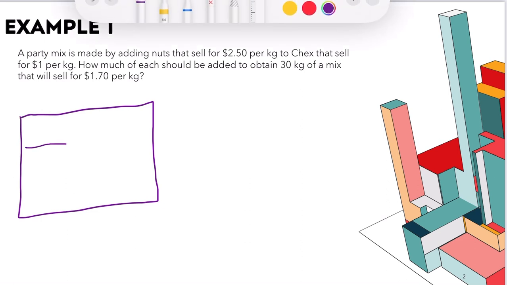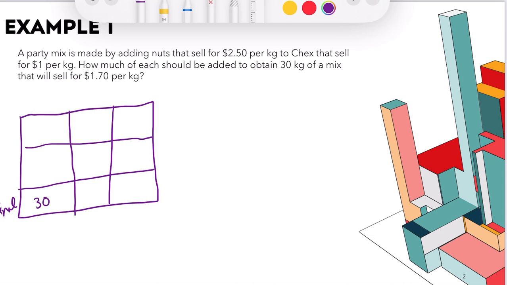And it's not the most beautiful table in the world, but I try. So that last row, the bottom row, is going to be our final. I know in the end, I want 30 kilograms of mix that costs $1.70, right? So this first row is going to be what we're mixing together, our nuts and our Chex Mix. And then the second column is going to be the cost of the individual kilograms.